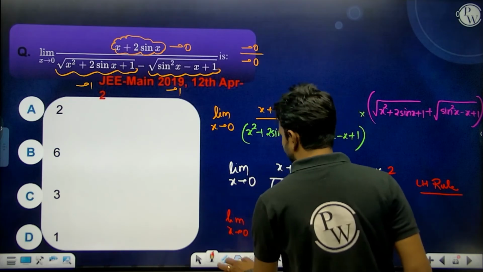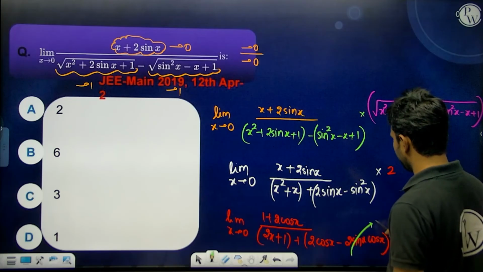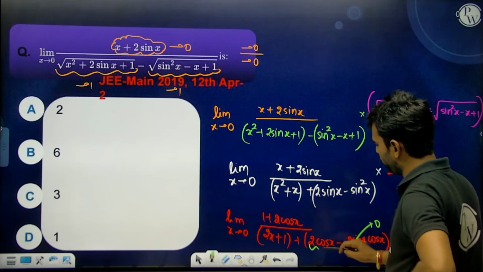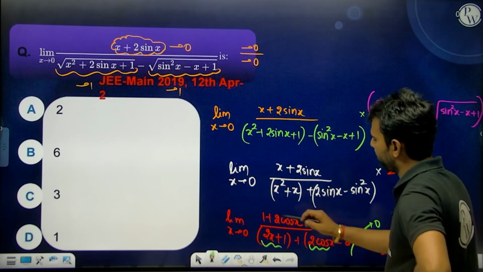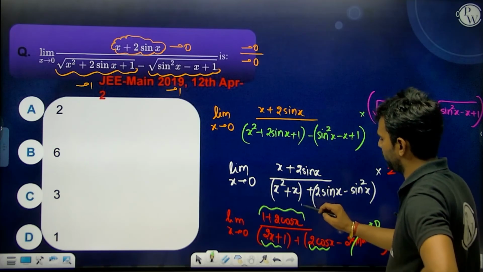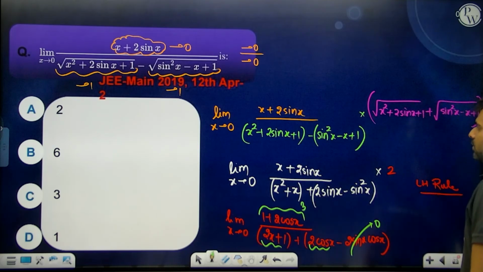So if you see over here, if x is moving towards 0, then this expression will move towards 0, this will move towards 2, this will move towards 3. So 3 plus 2 will move towards 5 and this numerator will be moving towards 3. So the answer is moving towards 3 by 5, yes or no everyone?